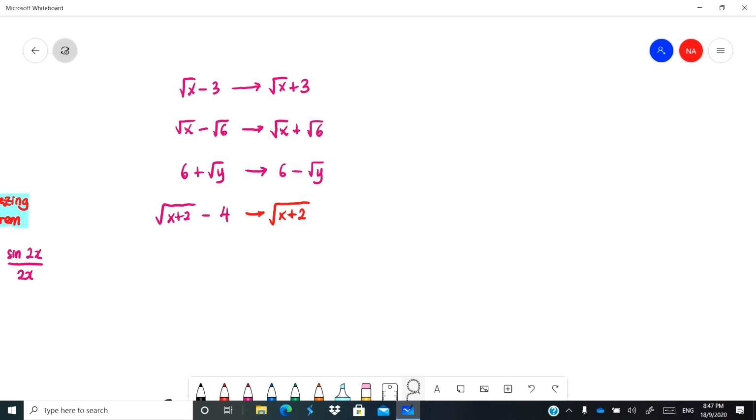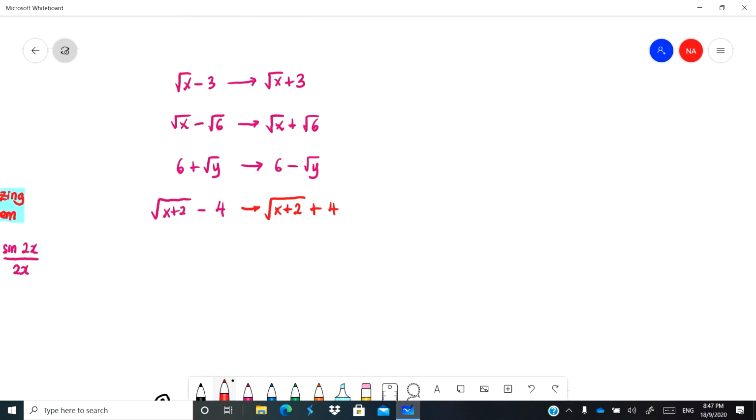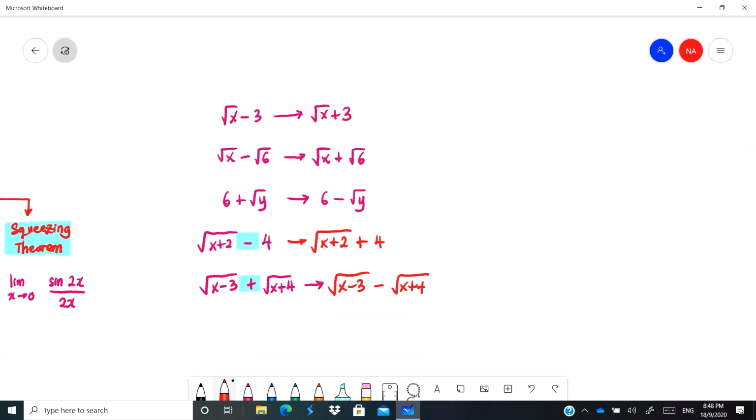We have something like, if we have many terms, for example square root x minus 3 plus square root x plus 4, the one that is going to change is only this part. So we will have square root x minus 3 minus square root x plus 4. So that's the basic idea of what a conjugate is.